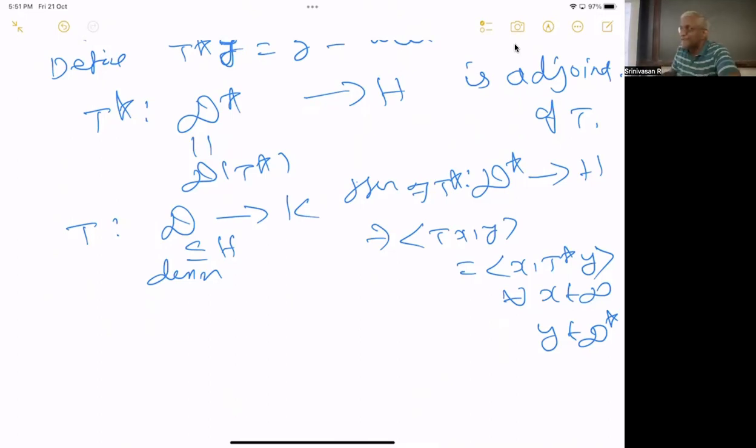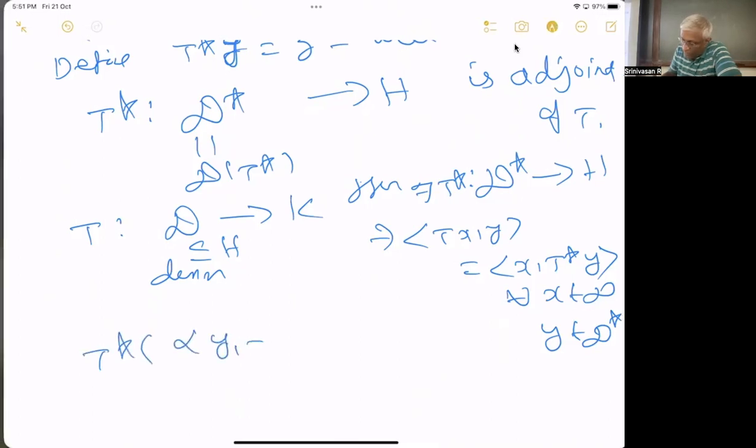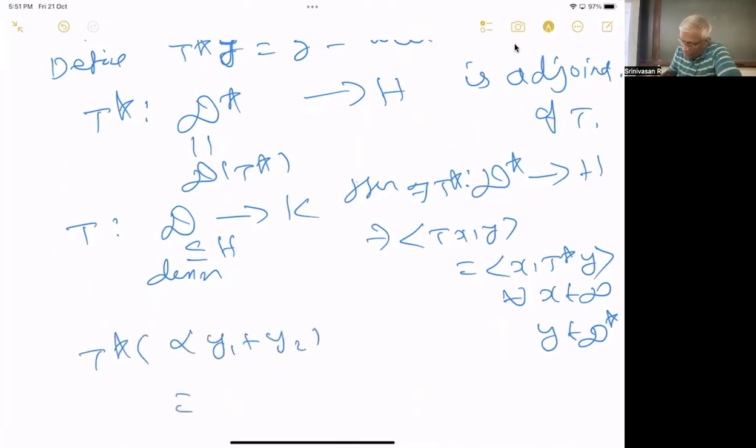Are you convinced? Just think about it. T star is linear. T star is linear means what? T star, we want T star of alpha y1 plus y2 should be equal to alpha of T star y1 plus T star of y2, right?